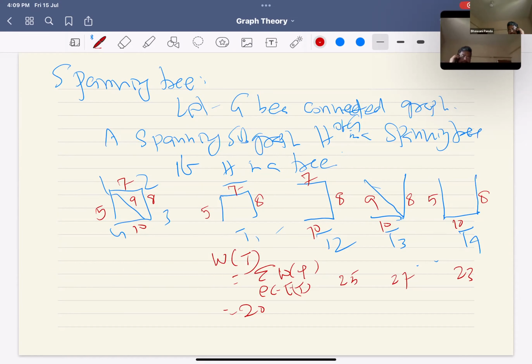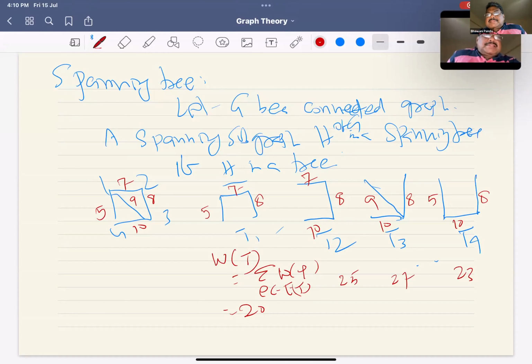And what is the minimum weight? Okay, 20. So the weight of a spanning tree is the sum of the weights of all the edges of that particular graph. For example, these are 3 edges: 5 plus 7 plus 8, that is 20, right? So what will be the number of spanning trees for this particular graph? Somebody is saying 2. Already I have constructed 4, right? T1, T2, T3, at least 4.